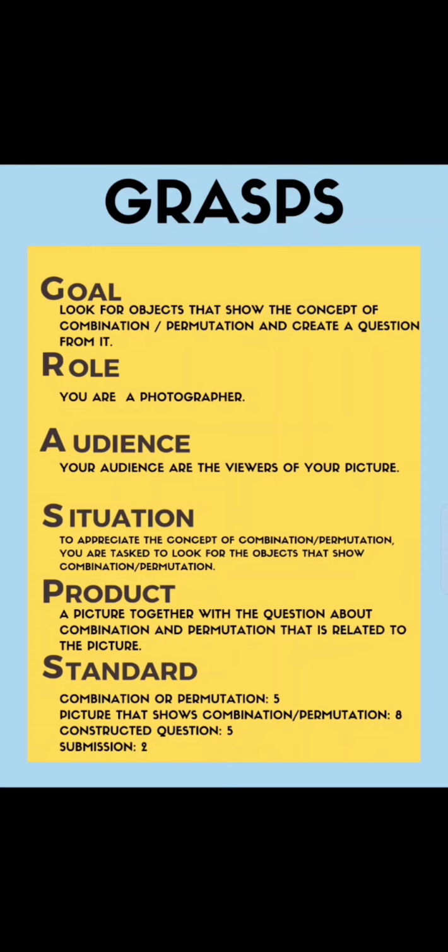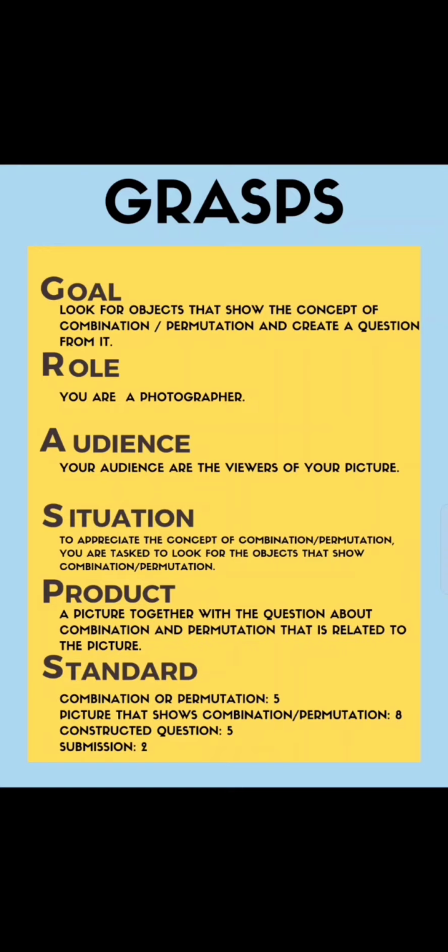So your role here is you are a photographer. Audience are the viewers of your picture. Situation: to appreciate the concept of combination and permutation, you are tasked to look for the objects that show combination and permutation. Product: a picture together with a question about combination and permutation. Of course, it must be related to the object.